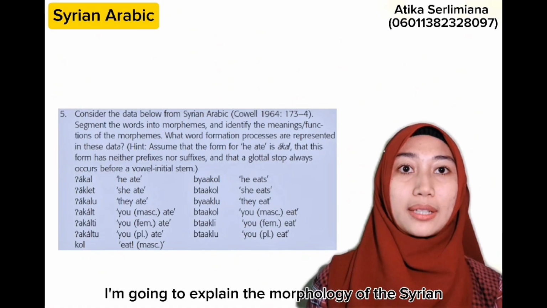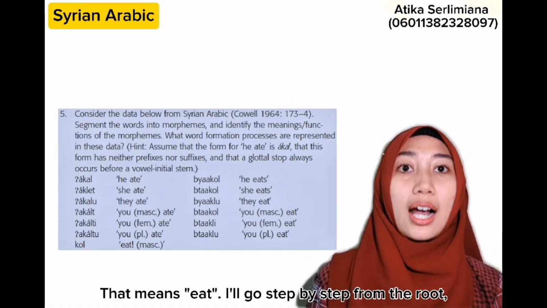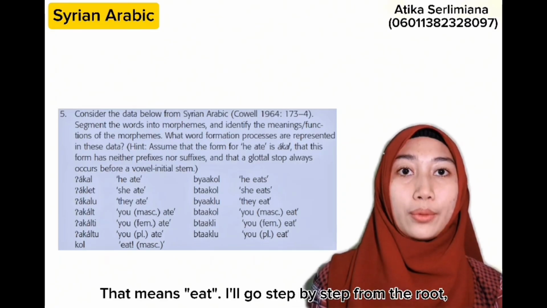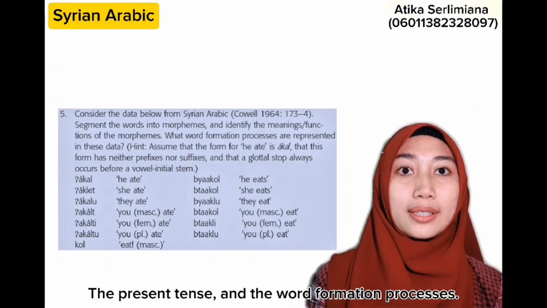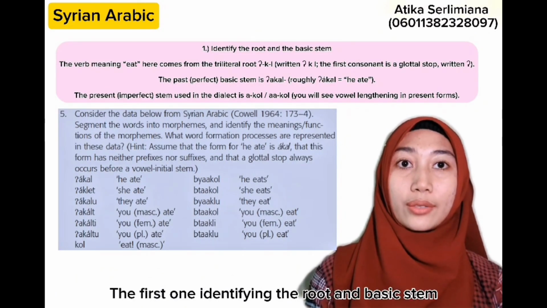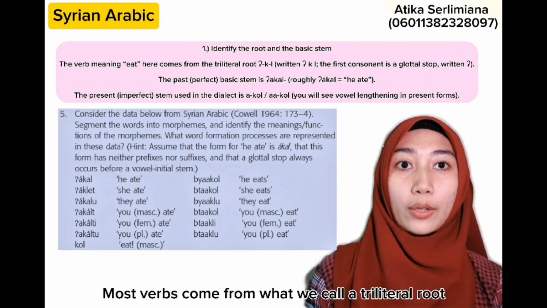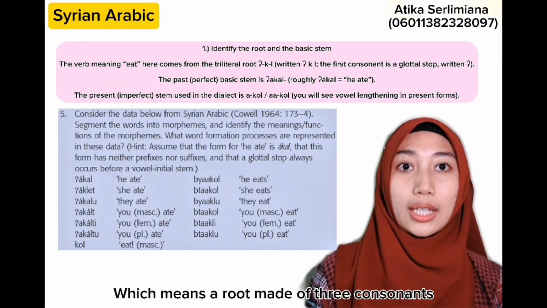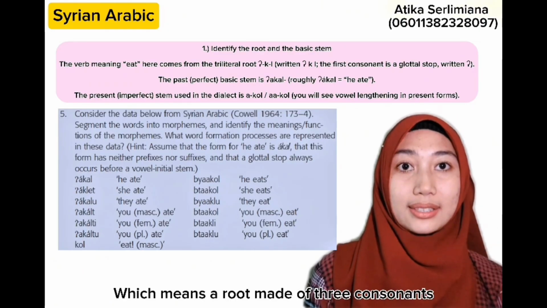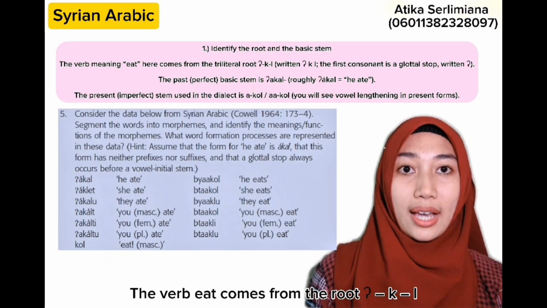I am going to explain the morphology of the Syrian Arabic verb that means eat. I'll go step by step from the root, the past tense, the present tense, and the word formation processes. Alright, the first one, identifying the root and basic stem. In Arabic, most verbs come from what we call a triliteral root, which means a root made of three consonants. The verb eat comes from the root glottal KL.